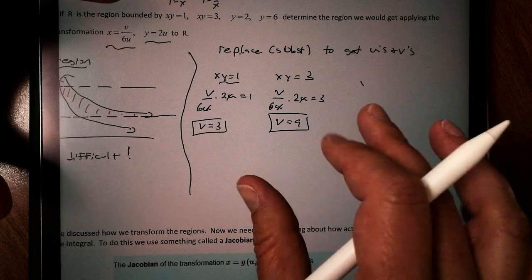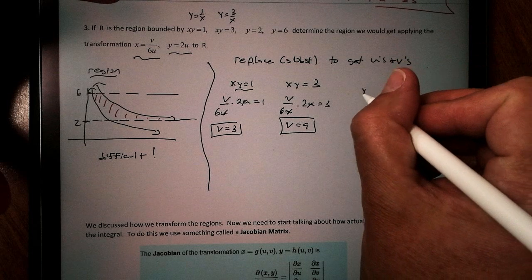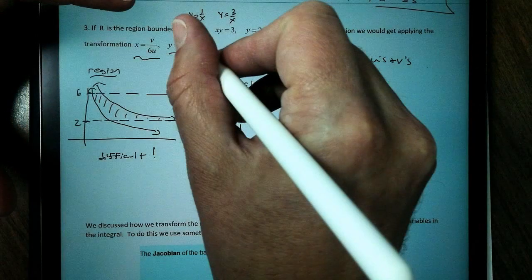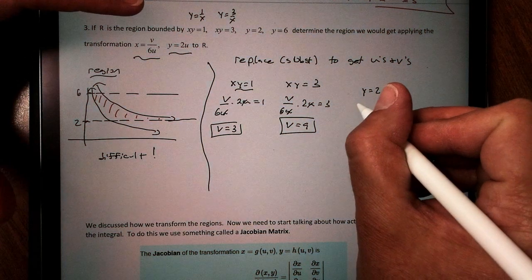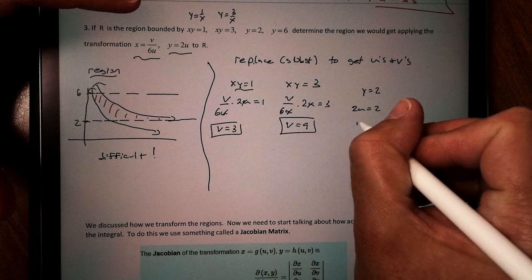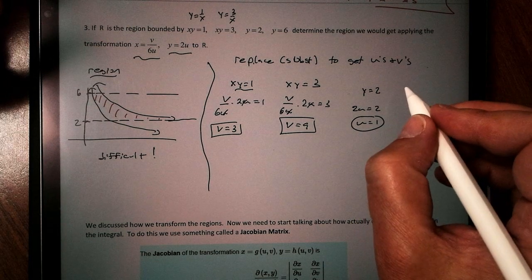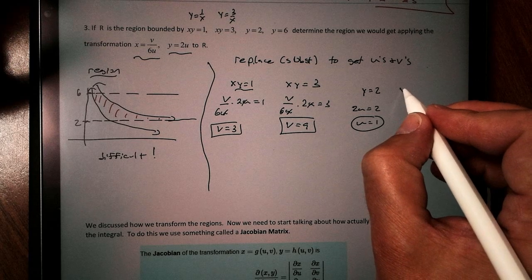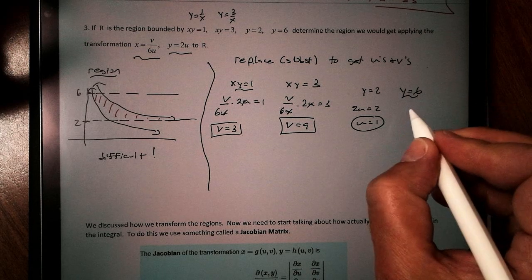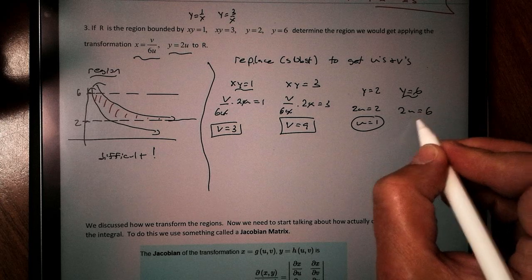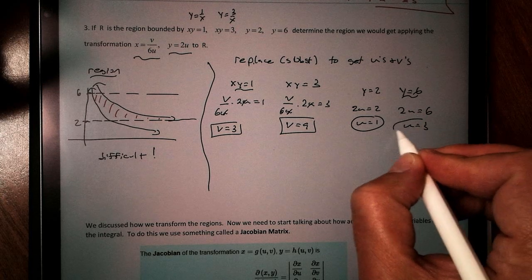Y equals 2, sorry about that. Y equals 2, well, y is 2u, so 2u equals 2, so u equals 1. A nice vertical line right there. And the last one, y equals 6. We get 2u equals 6, so u becomes just 3 right there.